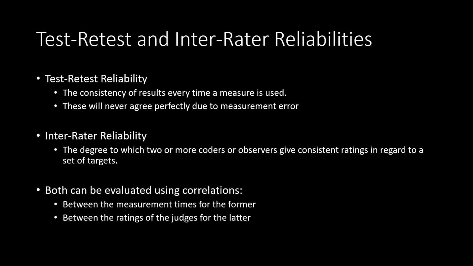Again, this can be evaluated using correlations, and this time, instead of putting time 1 and time 2 for the same measurement on your axes, you just put ratings of one judge on one axis and another judge on the other. If ever you have multiple coders, there are ways to evaluate correlations beyond just two variables.